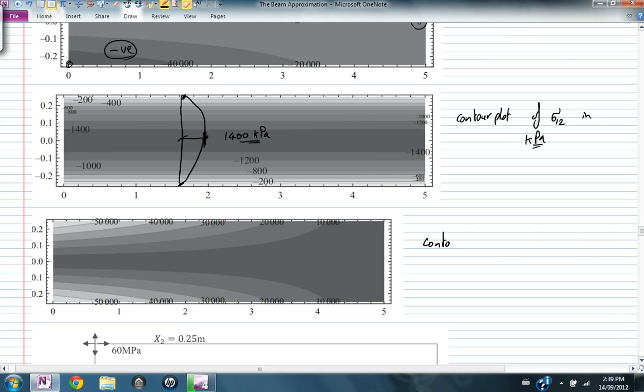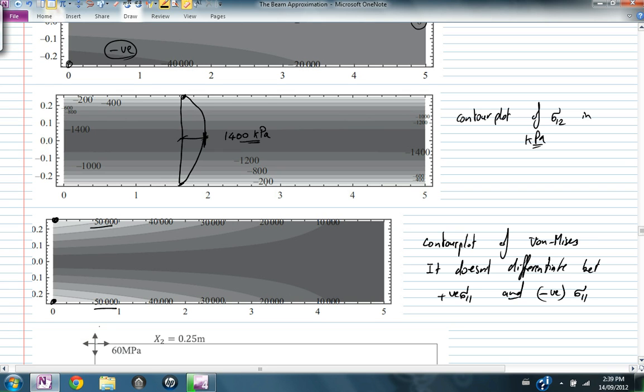When you draw a contour plot of von Mises, you'll find that it does not differentiate. This is very important. It doesn't differentiate between positive sigma 1, 1 and negative sigma 1, 1. So you see the maximum von Mises is here and here, and at the top it's 50,000 and the bottom is 50,000, and in the middle it's closer to 0, and the stresses here are less than the stresses near the support of the cantilever beam.